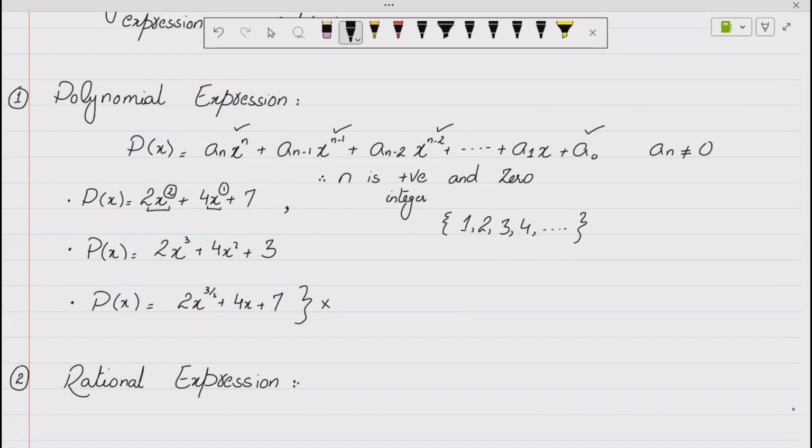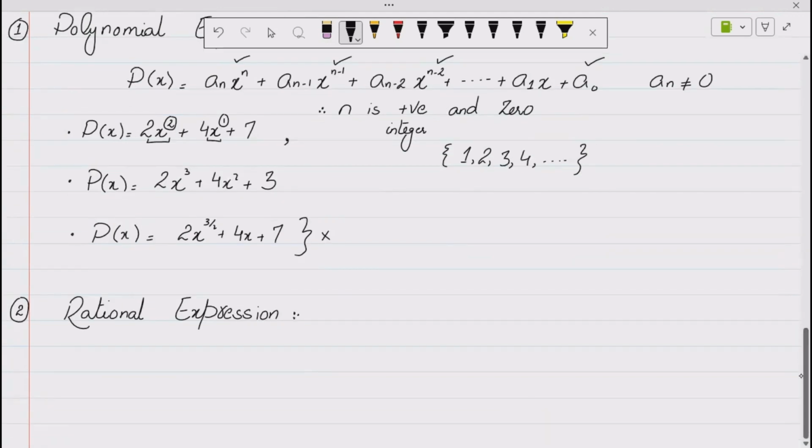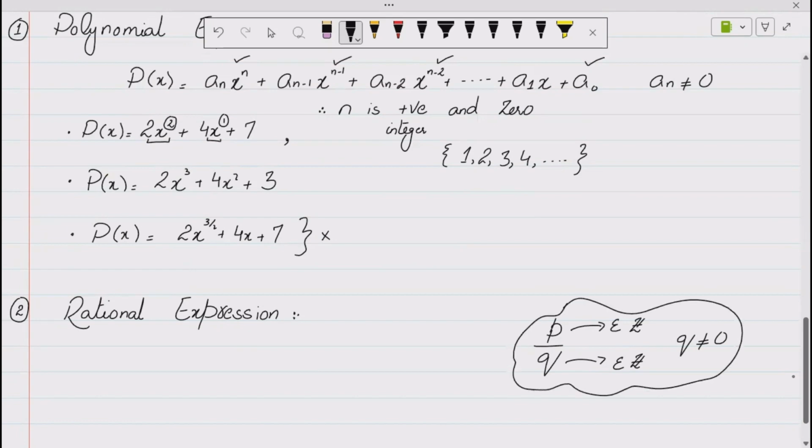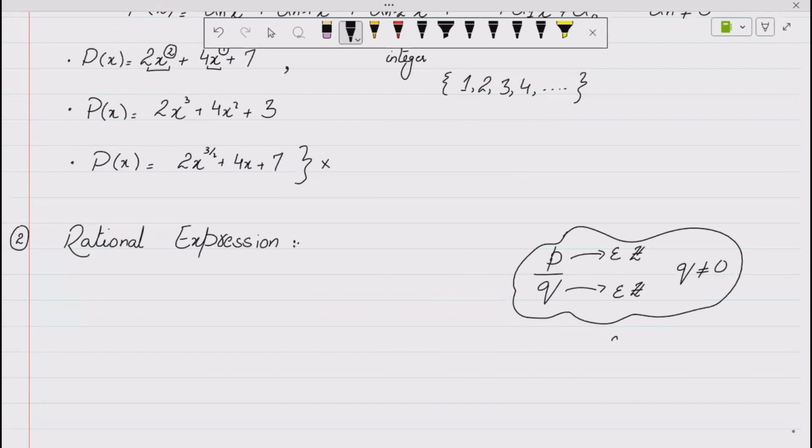So what are rational expressions? Before going to rational expressions, let's see what rational numbers are. We know rational numbers are the numbers which can be written as p upon q, where p belongs to integers and q belongs to integers, q is not equal to 0. Any number that satisfies this definition we call a rational number. For example, 2 upon 3, 7 upon 9, 5 upon 4, minus 2 upon 11, and so on.